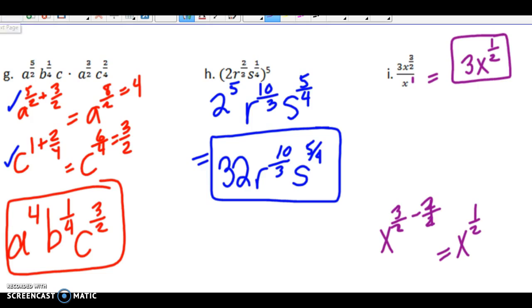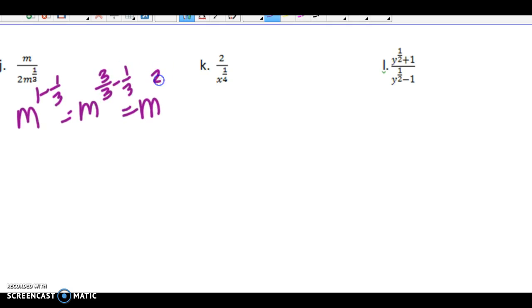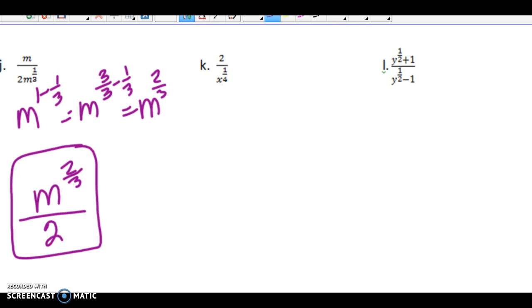Okay, moving along to the next one. This is where it may get a little dicey because on J we have m. So we have m to the 1st minus 1/3. Means we need 3/3 minus 1/3, which gives us m to the 2/3 power. That's positive, so I don't have to worry about that because positive means it's in the numerator. Okay, so that gets me m to the 2/3 over 2 because it's probably going to have that 2 in there.